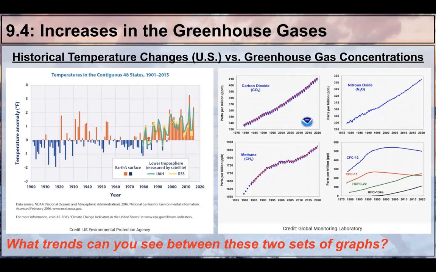Okay. And what we're going to be investigating is, how is this related to this? Well, we can clearly see that there has been an increase in carbon dioxide, methane, and nitrous oxide, as well as our fluorocarbons over the past 30, 40 years. And the temperature has been pretty steadily increasing over that span of time too. So the question is, is there a relationship?